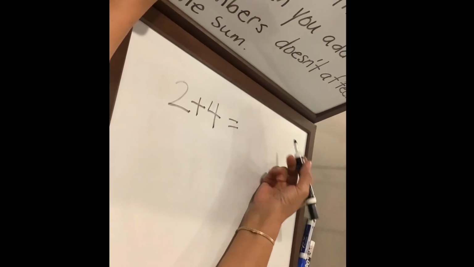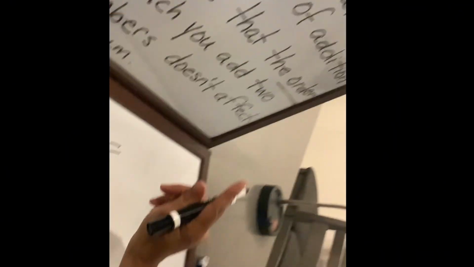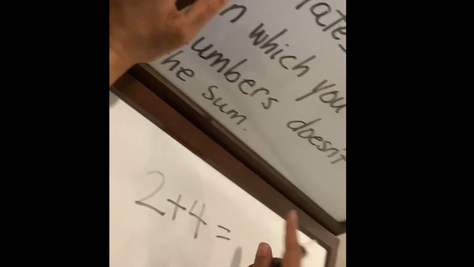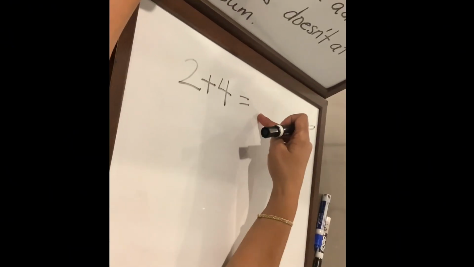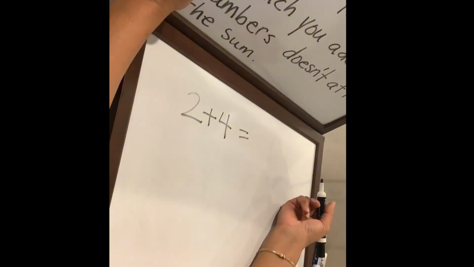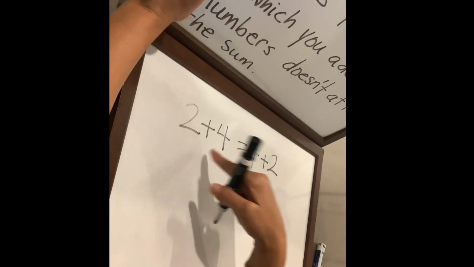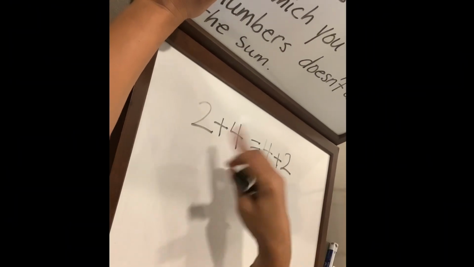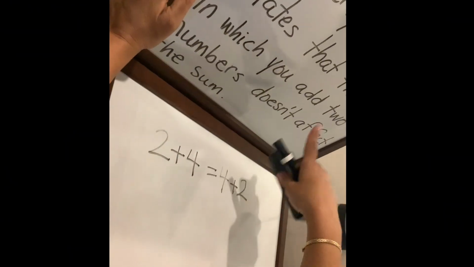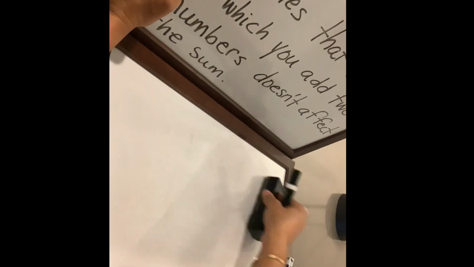6. Okay, it is equal to 6, but we want to apply this property here. The commutative property of addition states that the order in which you add two numbers doesn't affect the sum. So 2 plus 4 is 6, but what else is equal to 6? 4 plus 2. This sum is equal to this sum. The order does not change. The order in which two numbers are added together, the sum doesn't change. Okay? So let's see this.